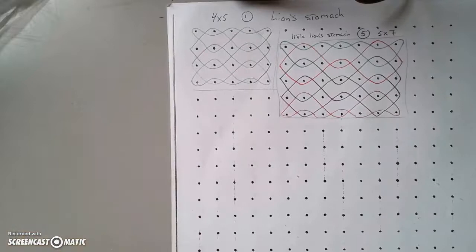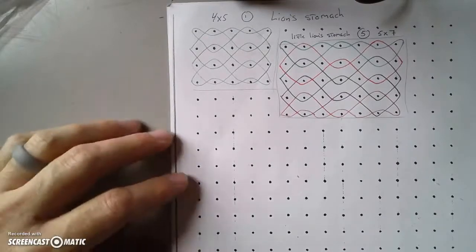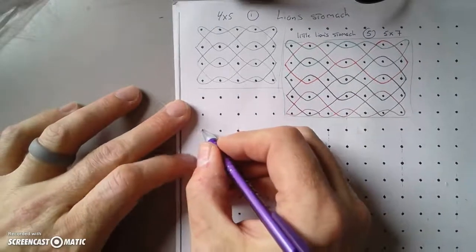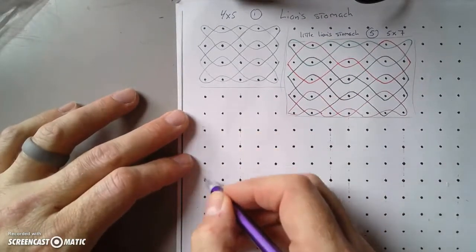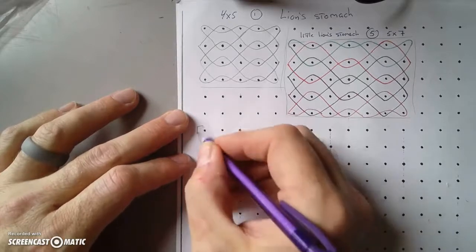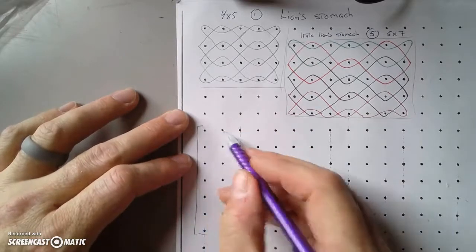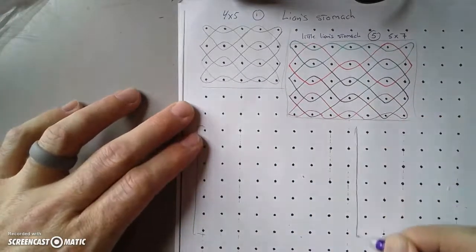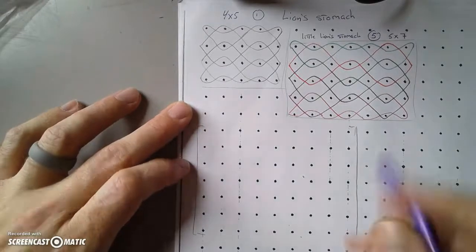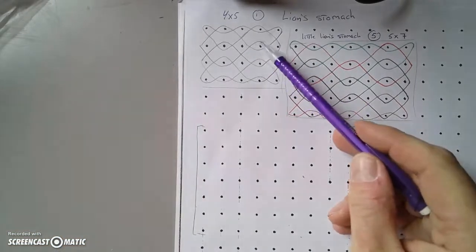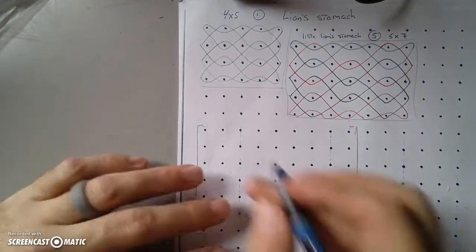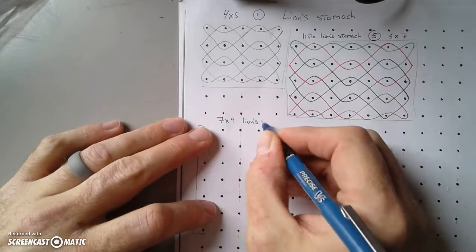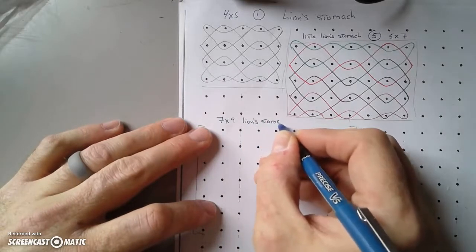Let me show you one more example. This is going to be a 7 by 9. So this is intermediate size. So 7 by 9, let's see. 1, 2, 3, 4, 5, 6, 7, and 1, 2, 3, 4, 5, 6, 7, 8, 9. So the 4 by 5 is a little lion, and the 7 by 9 is the ordinary lion's stomach.